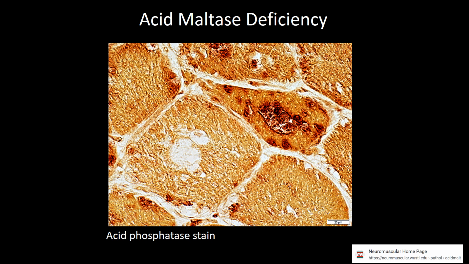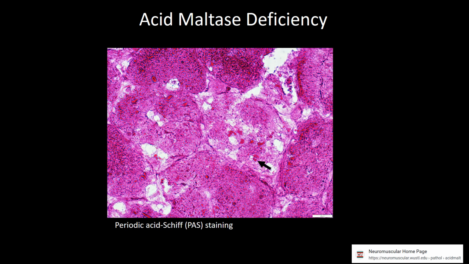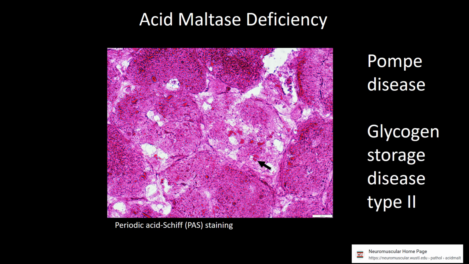Acid maltase deficiency is characterized by a vacuolar myopathy. As you can see, some of the vesicles are empty and some filled with acid phosphatase positive material. Periodic acid-Schiff staining in this condition will show diffuse or patchy increase in muscle glycogen staining, as you can see here, pointed by the arrow. It is worth noticing that PAS is not a glycogen-specific stain. It also stains glycoprotein and proteoglycan. Acid maltase deficiency is also known as Pompe's disease and glycogen storage disease number 2.